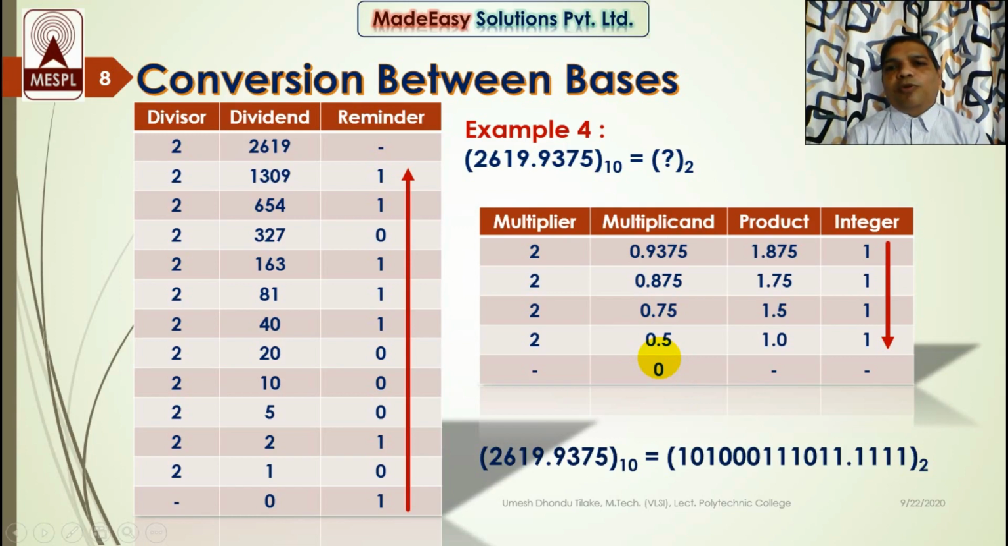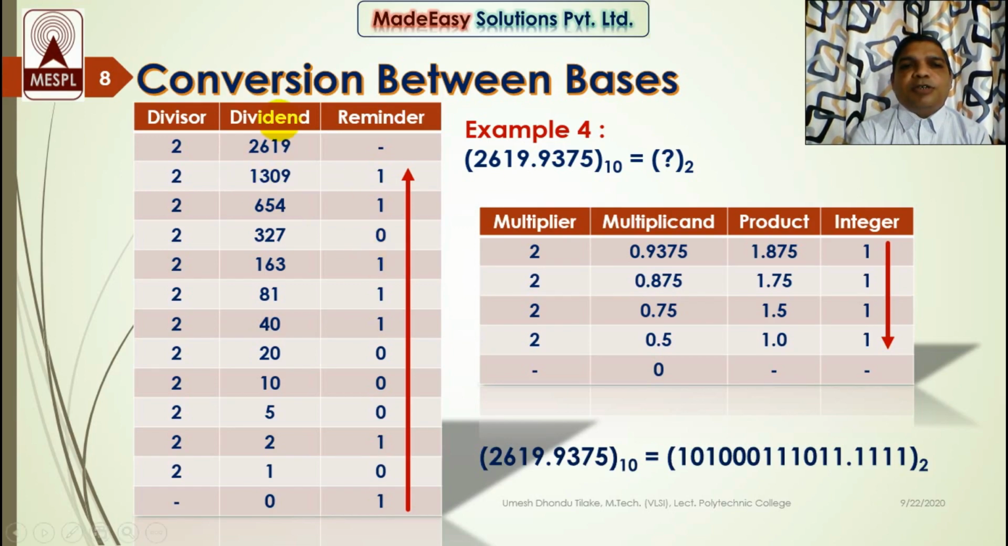So what we have to do while converting the fractional part of a decimal number into the required base is multiply the fractional part by its base, consider the integer part of the product, and keep multiplying the remaining fractional part until we get the multiplicand as 0.